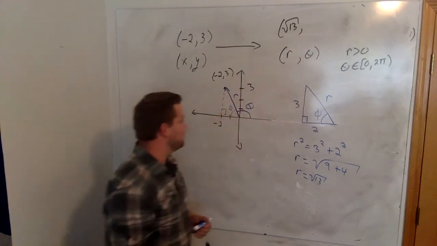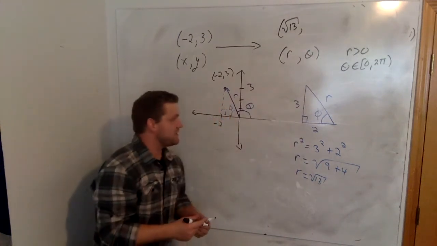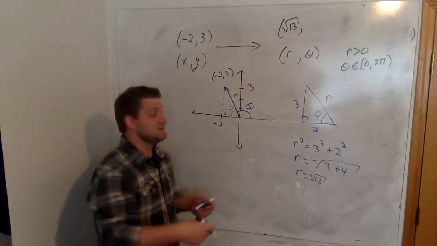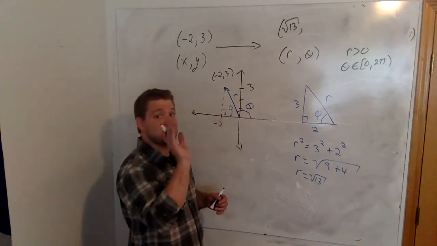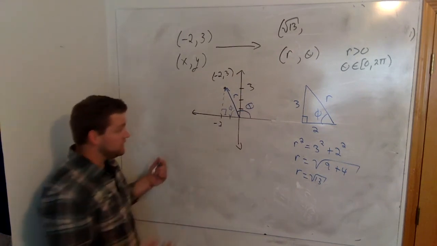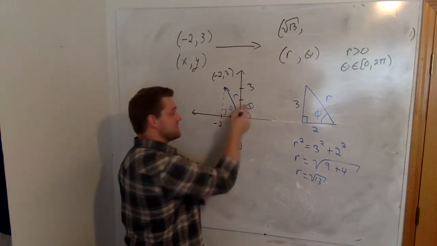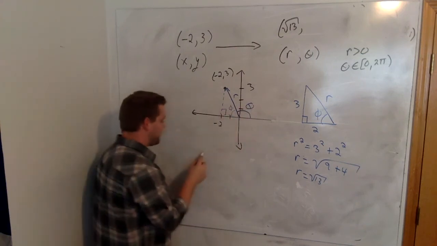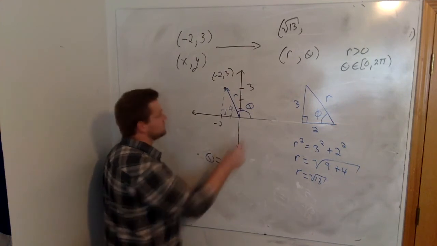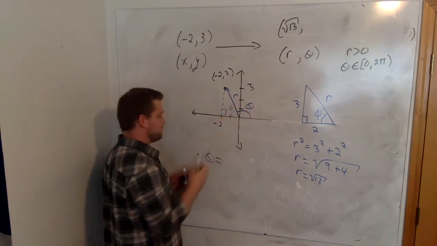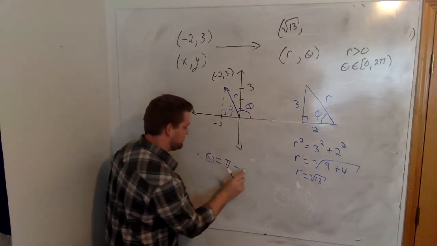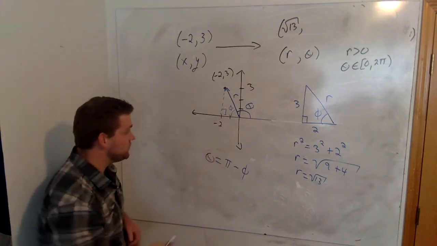Okay, what about the angle? Well, I need to remember that tan inverse is only going to spit out acute angles. Tan inverse only spits out angles between negative pi over 2 and pi over 2, so it will never tell you an obtuse angle. So what do we need to do? Well, that's why I drew this phi here. To figure out this theta, we're going to note that theta is equivalent to going halfway around the circle, which would be pi. So how about we go pi and then go backwards phi? Okay, so all we have to do is figure out what phi is.